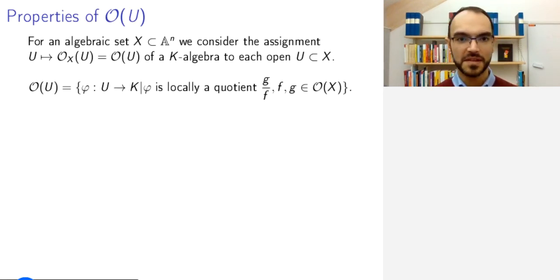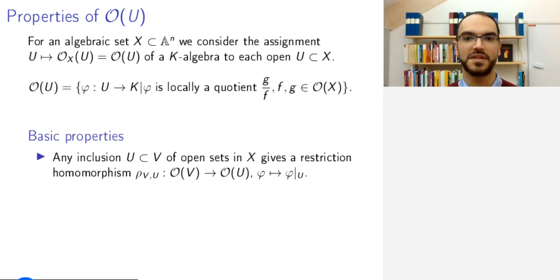So let's be precise. For an algebraic set X, we consider the assignment that to each open set U assigns a ring, even a K-algebra, namely the K-algebra of functions from U to K that locally around each point can be written as a quotient of what I will sloppily call polynomials, but really of regular functions on the whole algebraic set. And just a small note, previously we've used the notation O of U, but now I want to stress the dependency on X, so I write O sub X of U.